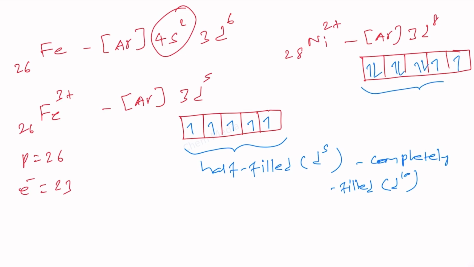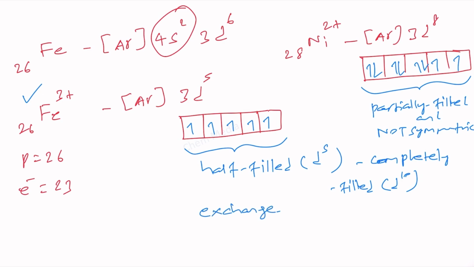So this is partially filled and not symmetric, whereas this one is half filled and completely symmetric. Therefore Fe3+ is more stable than Ni2+ for two reasons. One is symmetry and the second is exchange energy.